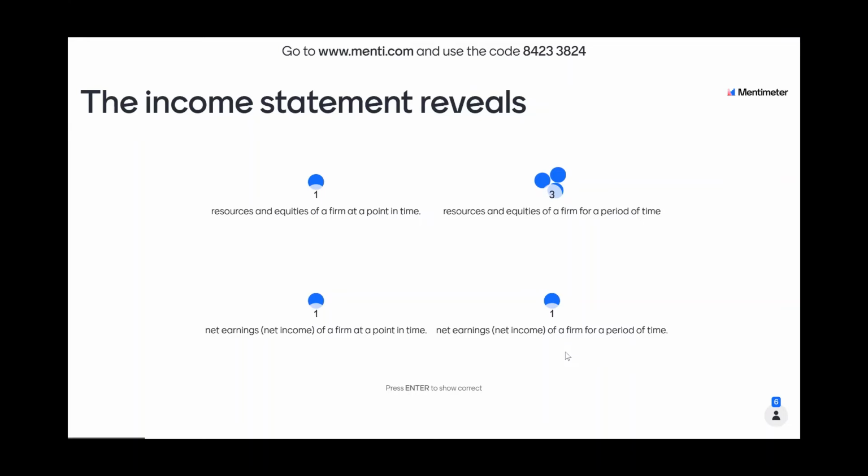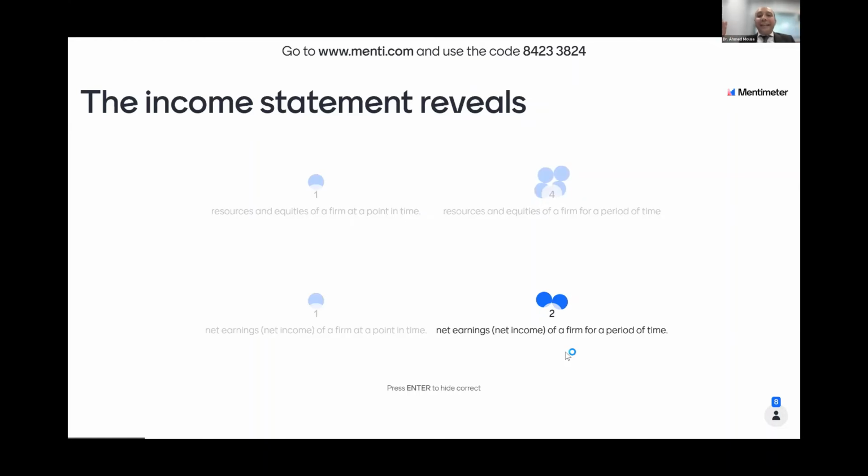It is not an easy question. Resources and equities are what you own, but the income statement shows the net earnings, the net profit. It's called the income statement, so it shows your profits and earnings. But it shows the net income for what period? If you have had the business for 5 years, does it show the cumulative income for 5 years, or only year by year? It shows it by year. So the correct answer is that it shows the net income for a period of time, which is 1 year.